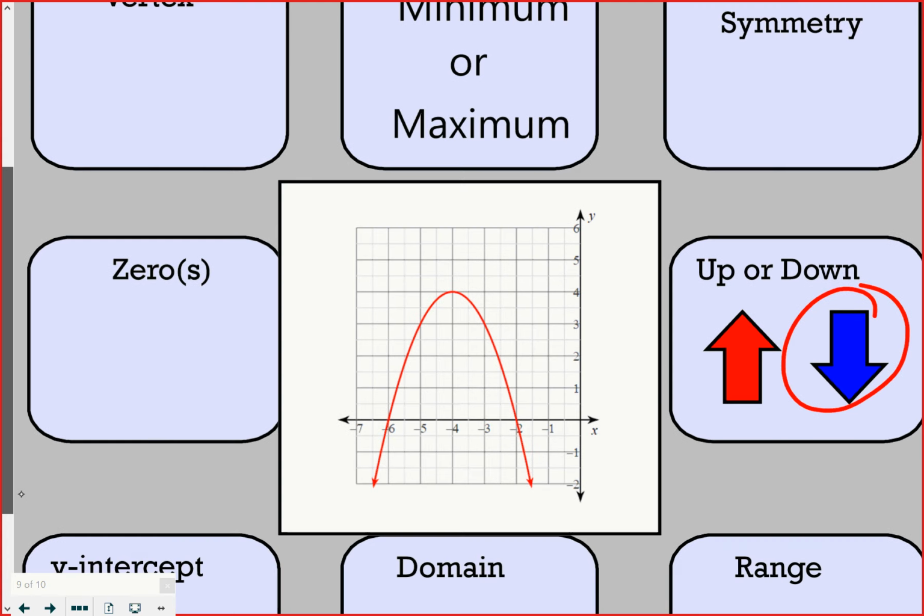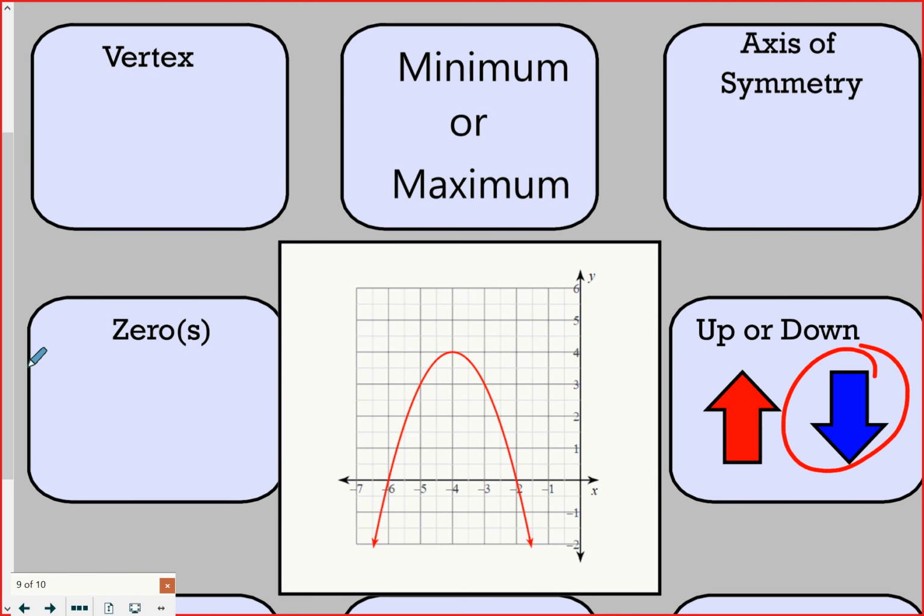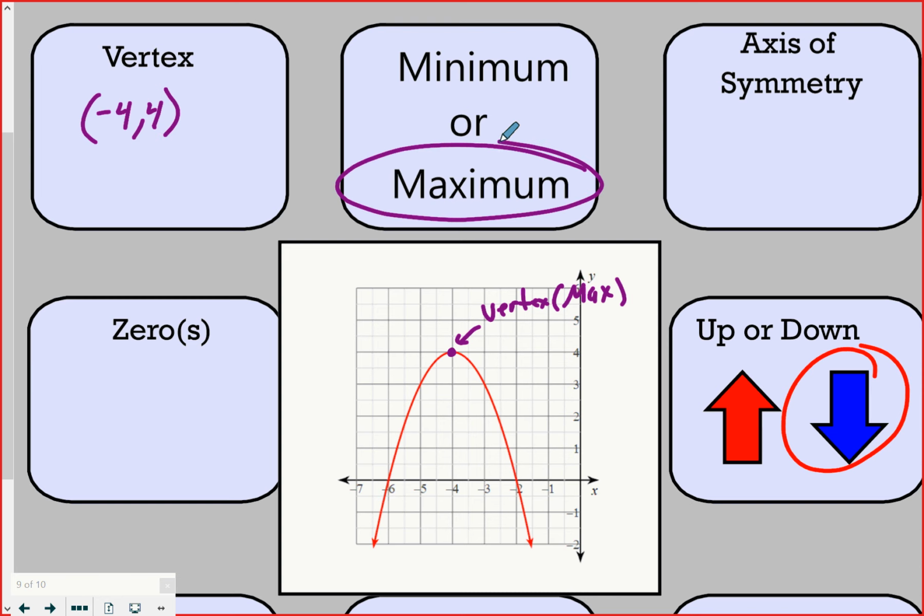So I have my vertex. Once again, my vertex is going to be either my lowest or my highest point. Since my graph is opening down, this is going to be my highest point. So here's my vertex, which is going to also be my max, right? So my vertex has the point of negative 4, 4. So I'm going to put negative 4, 4 for my vertex. Now, we already said that my vertex is my max, so I'm going to circle my maximum.